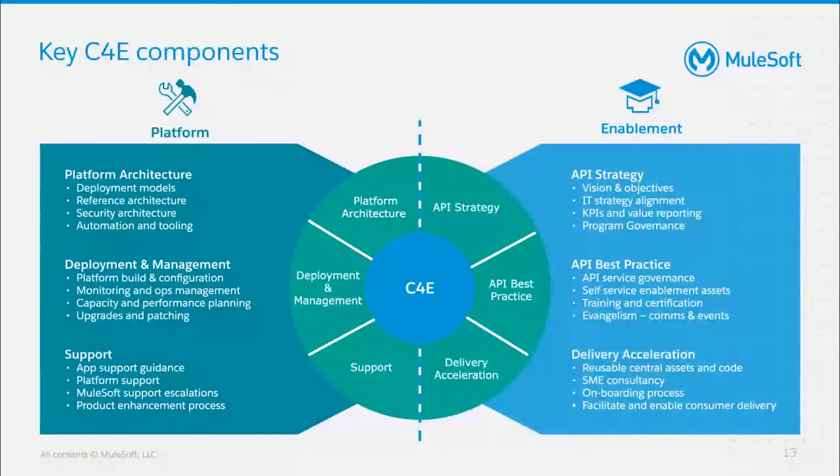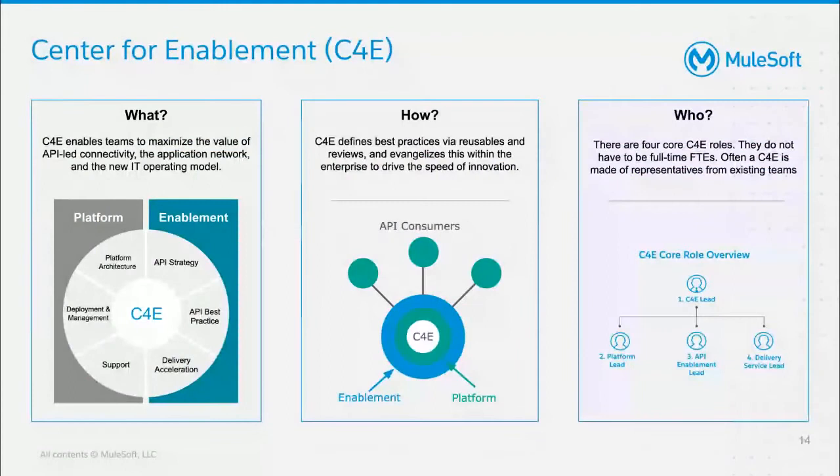And now just to look into what we discussed. So what is the C4E? C4E enables teams to get the maximum value out of API-led connectivity, your application network, and your whole IT operating model. So on the one hand, we have the platform that you want to standardize, that you want to define. You have enablement, where you set your colleagues up for success. Your organization gets to know the C4E.